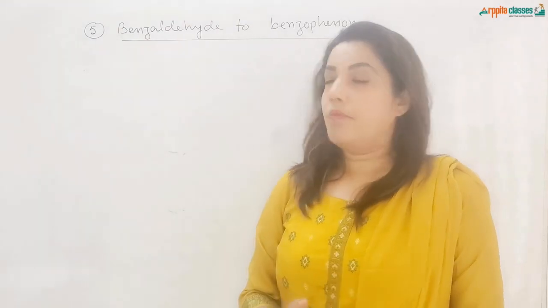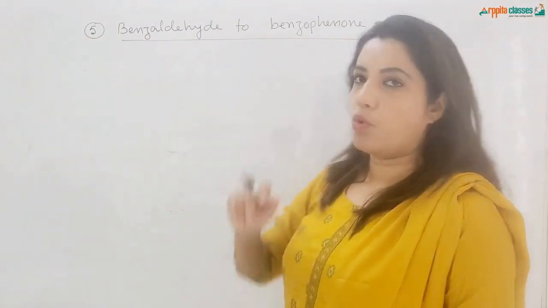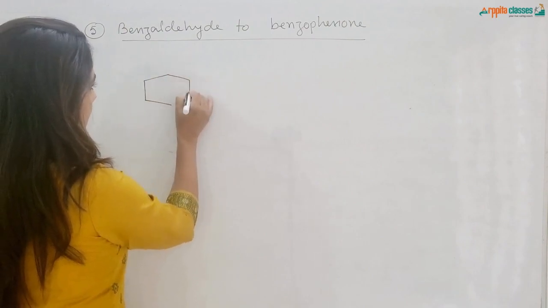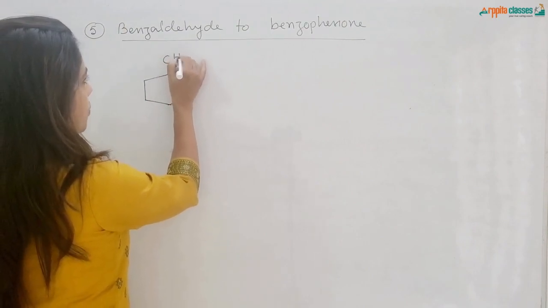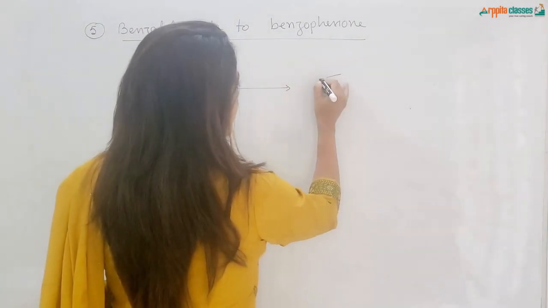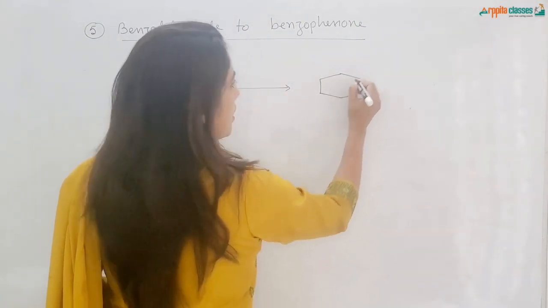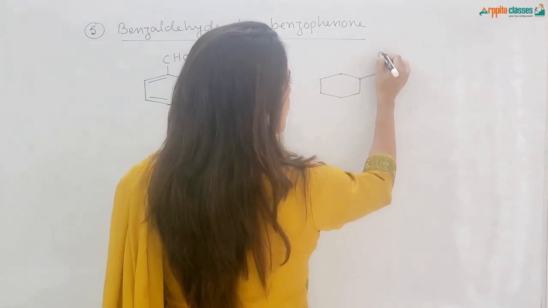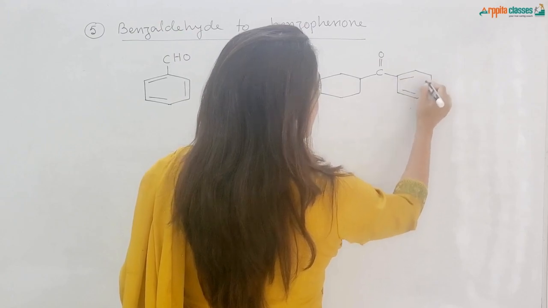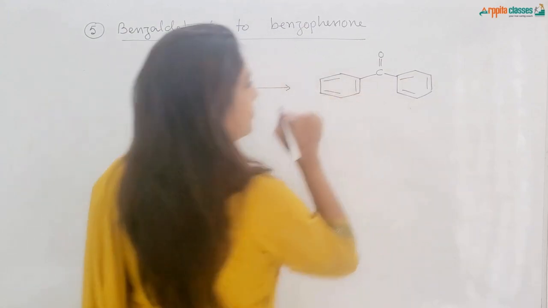Conversion number 5 is from benzaldehyde to benzophenone. So let us draw the structure. Benzaldehyde, CHO. This is your benzaldehyde. From here you need to convert this to benzophenone. So 2 benzene rings. This is your benzophenone. Okay.